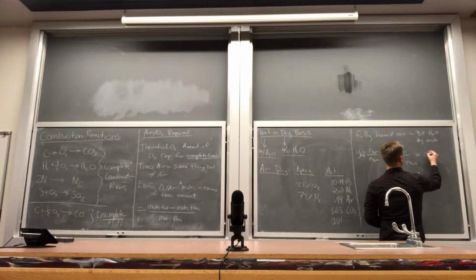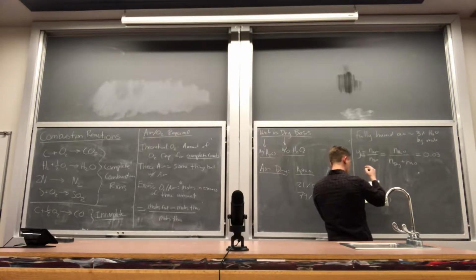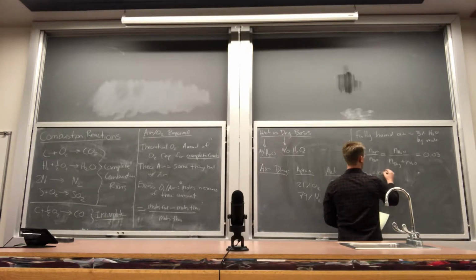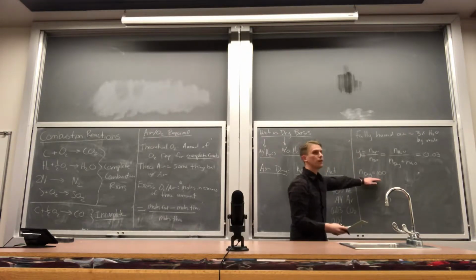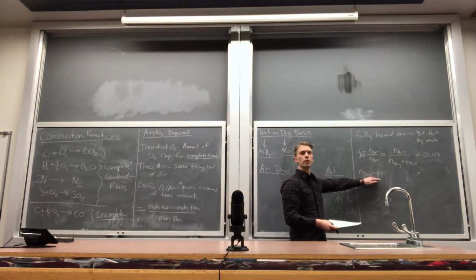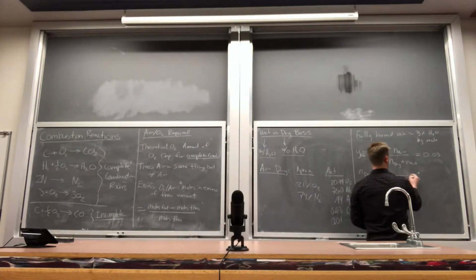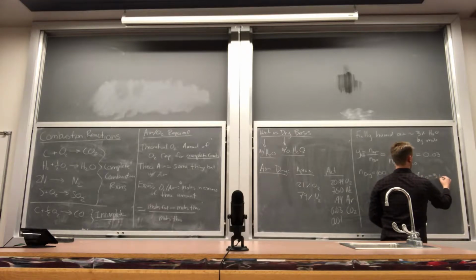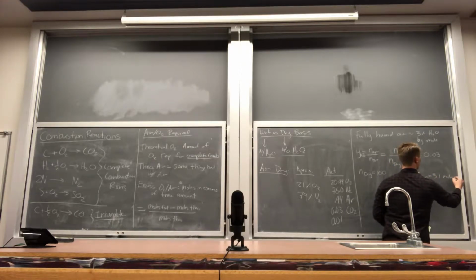So if we say that this is equal to 0.03, and we say that N dry is equal to 100, what is another word for this? This is called the basis. We're assuming a basis of 100 moles of dry gas to do our calculation. We can then calculate that N_H2O is equal to 3.1 moles.